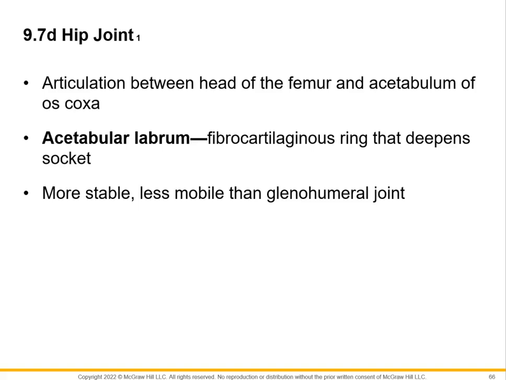Next, we'll talk about the hip joint. This is the articulation between the head of the femur and the acetabulum of the os coxa, or the hip bone. It contains an acetabular labrum, which is a fibrocartilaginous ring that deepens the socket. And this joint's going to be more stable and less mobile than the glenohumeral joint.